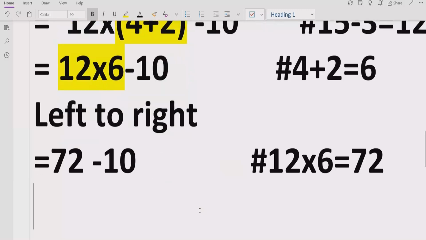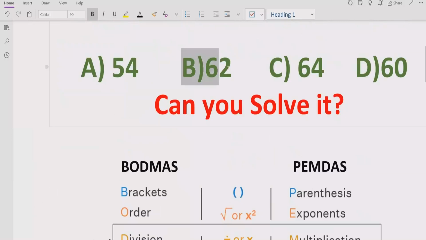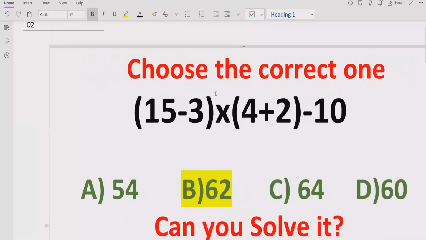Now move forward to solve the remaining two terms, which are subtracting each other. We will subtract 72 minus 10, which equals 62. So the answer of the given expression is 62. If you see the answer list, answer B is the correct answer. I hope you understand how you can solve the given expression using the PEMDAS and BODMAS rule and get the correct result. So that's it for today.